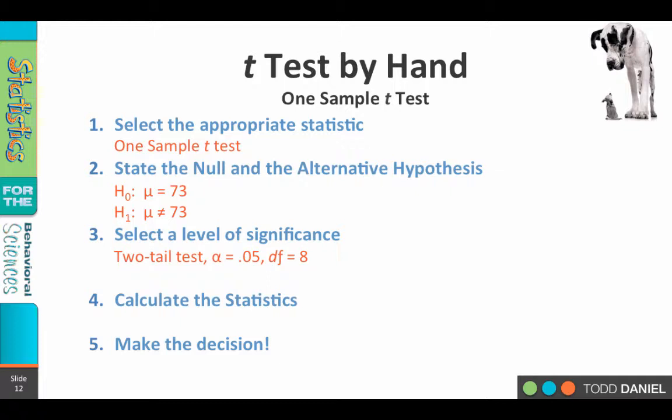But we also need to calculate degrees of freedom. Degrees of freedom is simply n minus 1. How many men were in our sample? 9. So how many degrees of freedom will we have? N minus 1, or 8. What we can then do is go to our t-table and look up a critical value for a two-tailed test with an alpha of 0.05 and 8 degrees of freedom. So let's do that now.